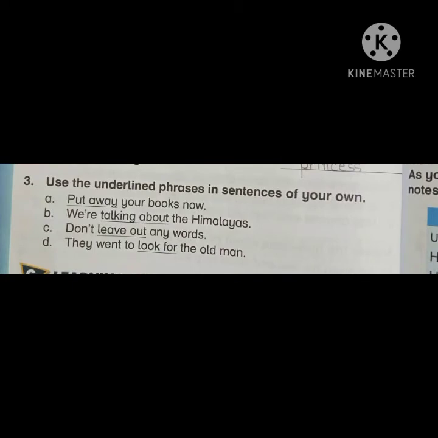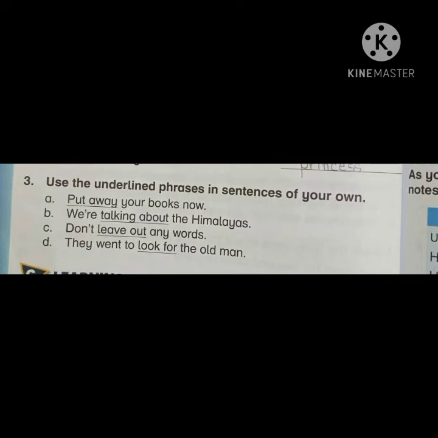Question number 3 is, use the underlined phrases in sentences of your own. The first one we have is, put away your books now. Here the underlined phrase is, put away. Put away ka matlab hota hai, dur rakhna. Sentence for put away is, put away these clothes.